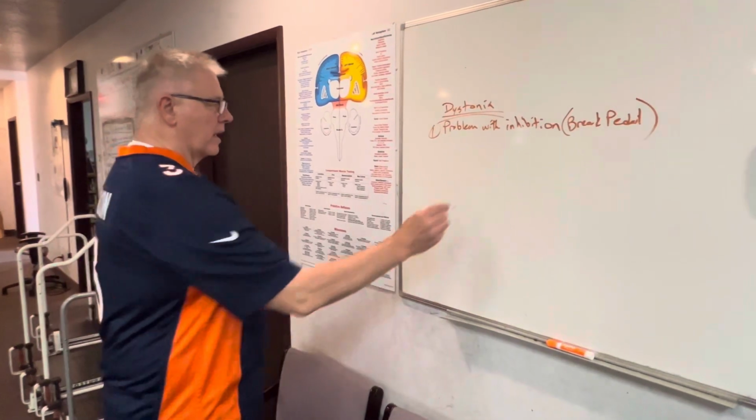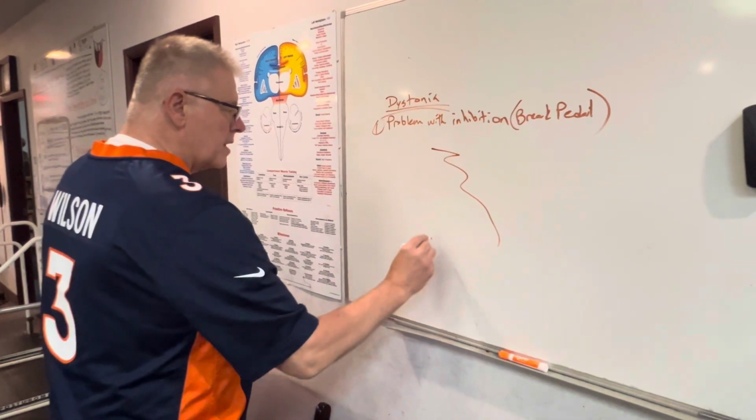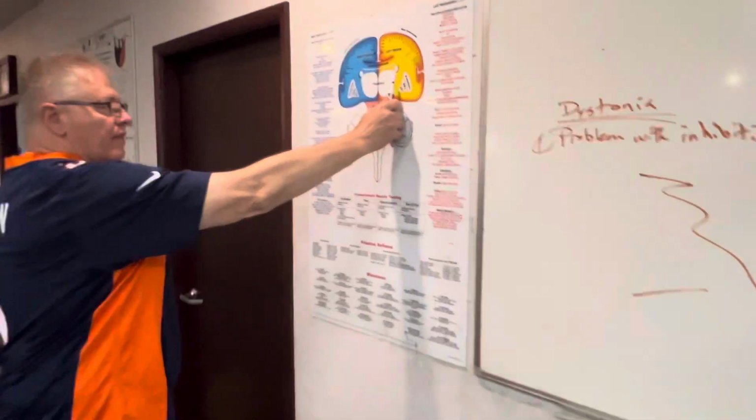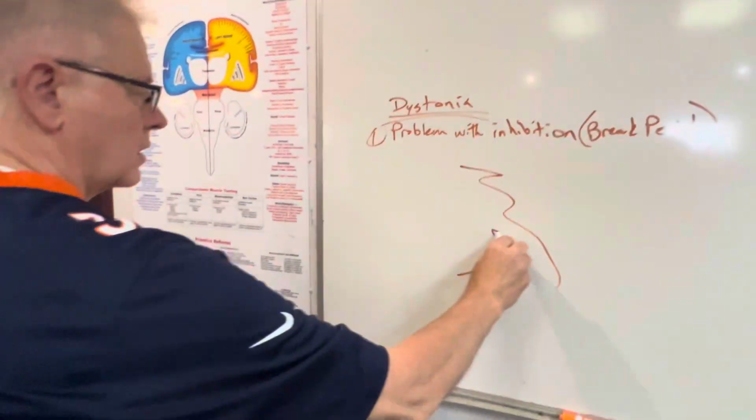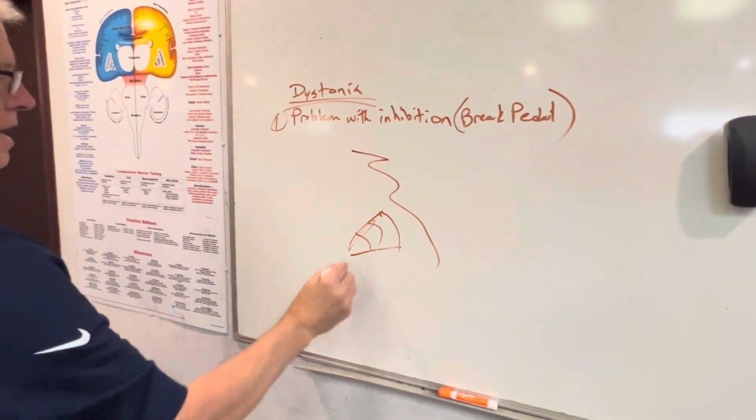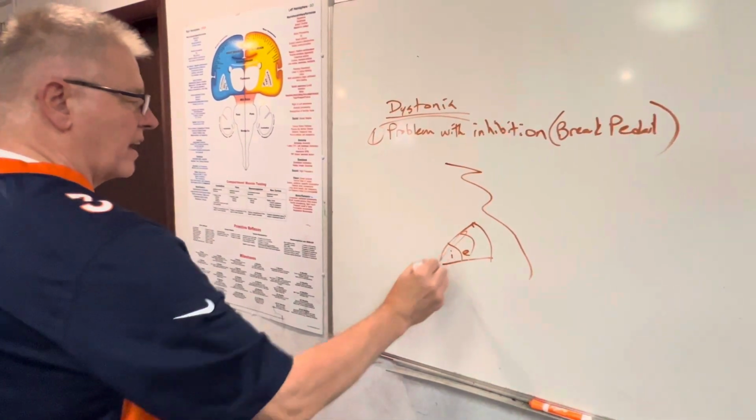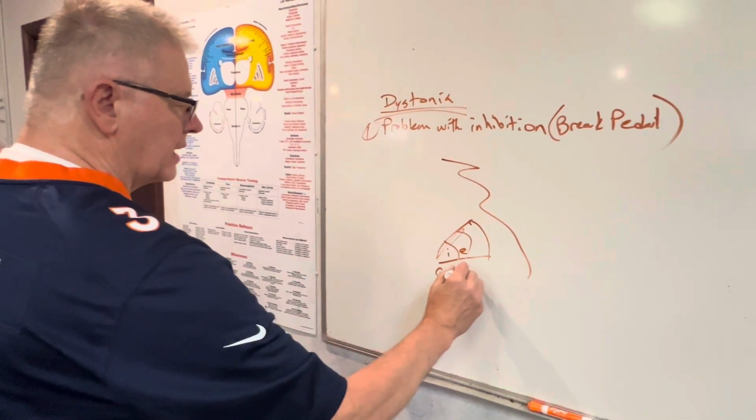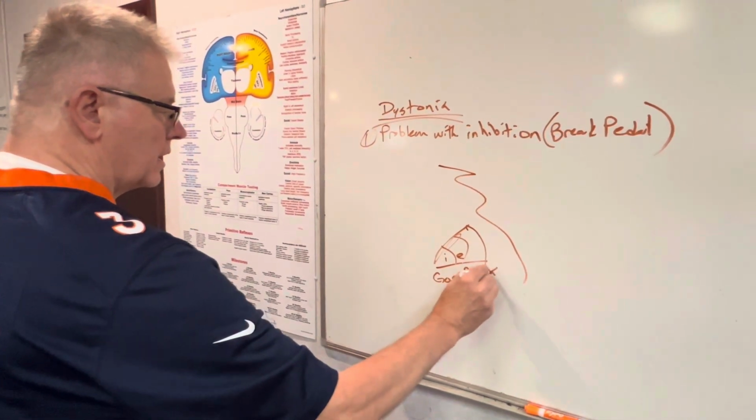Okay, if we take the brain like this, here's the brain, basal ganglia is deep. It's there. See how it looks like a piece of pizza? Okay, looks like a slice of pizza. This is the one, we'll put an I here, an E here. The I is the gas pedal. The E is the brake pedal. That makes sense? Okay.